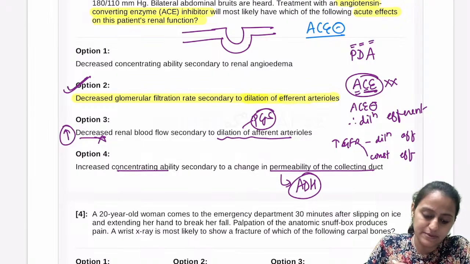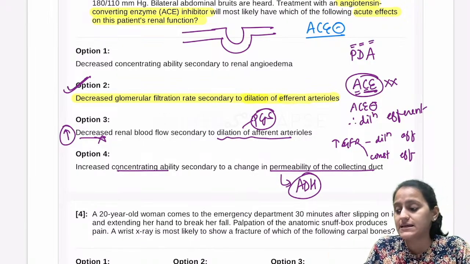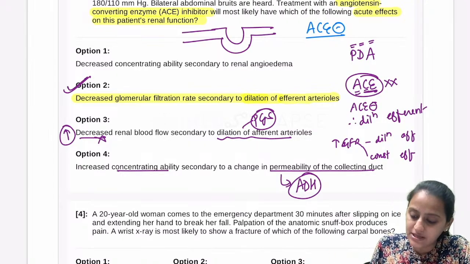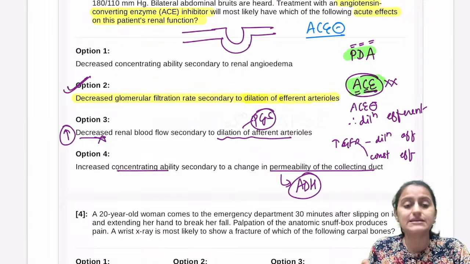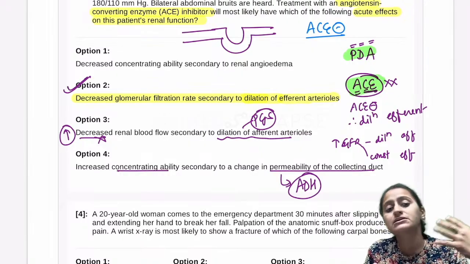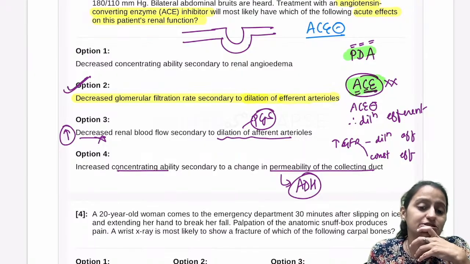Right. So remember this very important mnemonic here, which is basically your PDA and ACE. What is the trick here? The trick here is PDA and ACE. Prostaglandins dilate afferent, angiotensin 2 constrict efferent. So both of them increase the GFR.